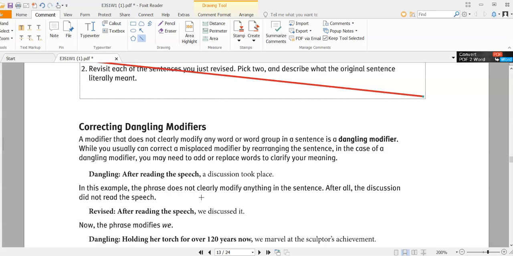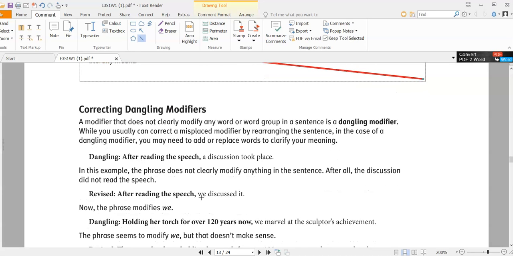Okay, so now correcting dangling modifiers. A modifier that does not clearly modify any word group in a sentence is a dangling modifier.